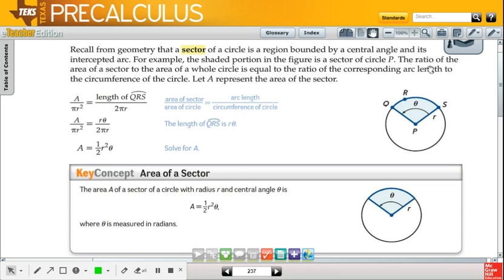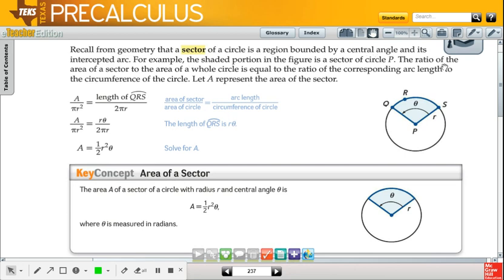So the first part, the ratio of the area of a sector, which is A, to the area of a whole circle, the formula for it is pi r squared. That's from geometry. So what I'm talking about with ratio is this fraction right here: A, the area of a sector, over the area of a whole circle, which is pi r squared. Make sure you follow along with the given illustration here. So area of a sector is A over area of a circle, which is pi r squared.